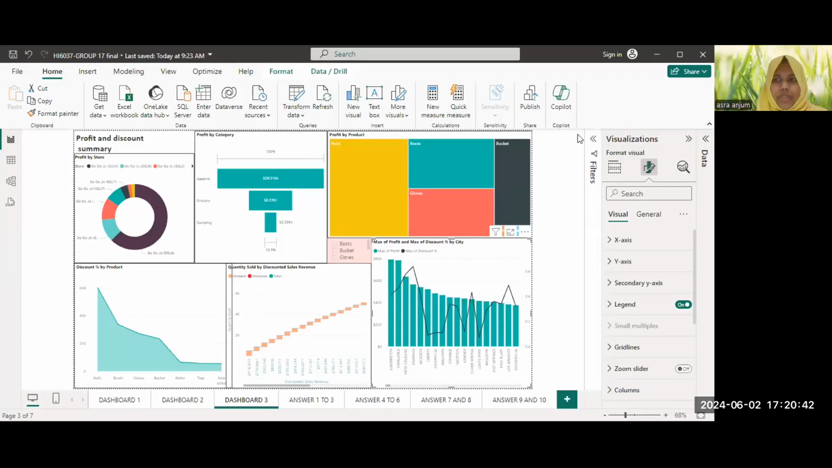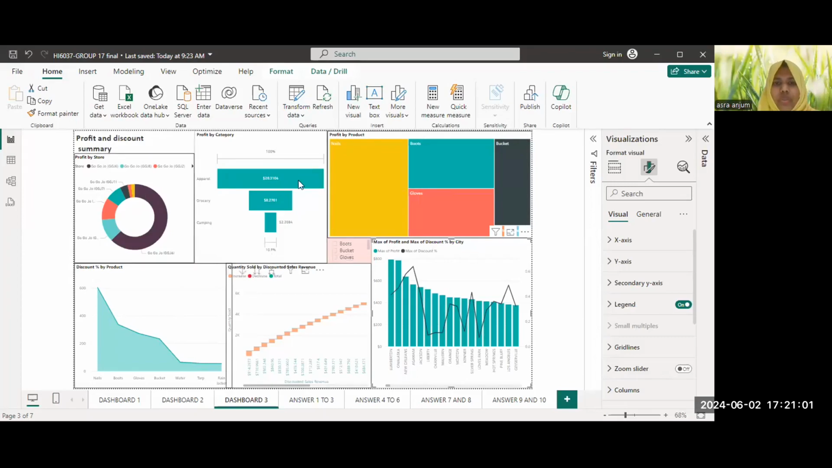Hello everyone, I am Ms. Ranjum. I am one of the members of Group 17 Melbourne. Today I am here presenting an analysis of our sales performance focusing on profit and discount metrics across various dimensions such as category, product, and city.